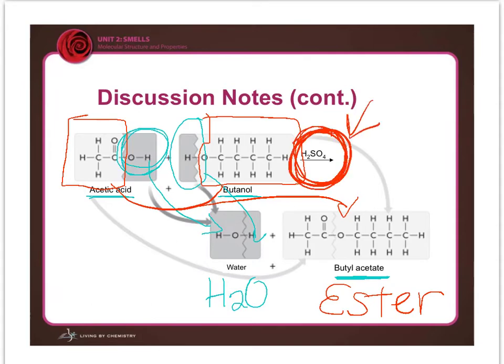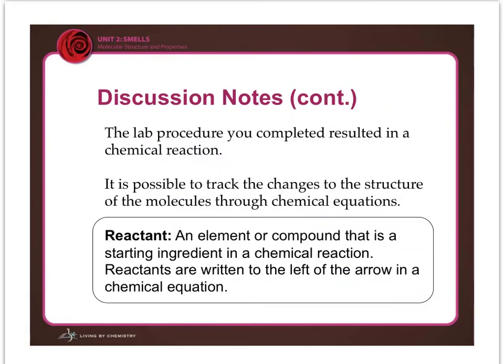This is the stuff I gave you. This was the concentrated sulfuric acid. Without this, it would have taken us so long to do this lab. Let me explain. When we're talking reactions, we have two different things. We have the reactants and the products.